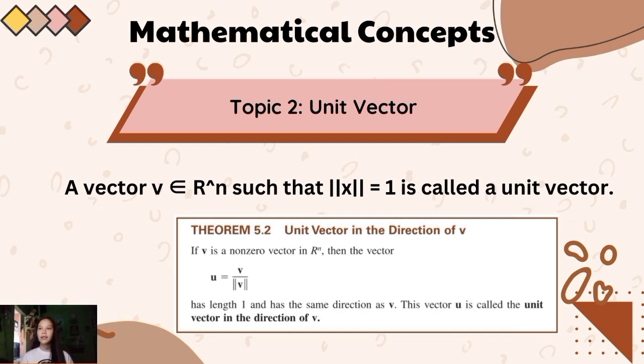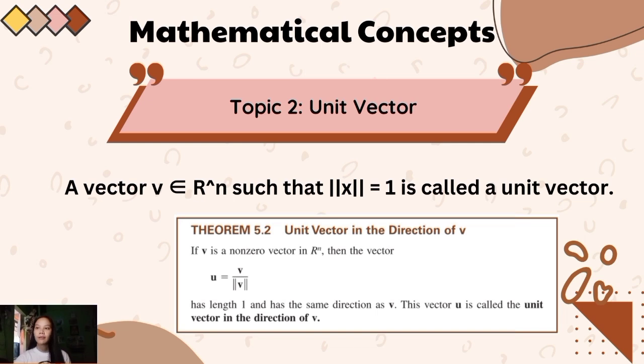A vector V in R^n such that the length of x is equal to 1 is called a unit vector. Theorem: if V is a non-zero vector in R^n, then the vector u equal to V all over the length of V has length 1 and has the same direction as V. This vector u is called the unit vector in the direction of V.